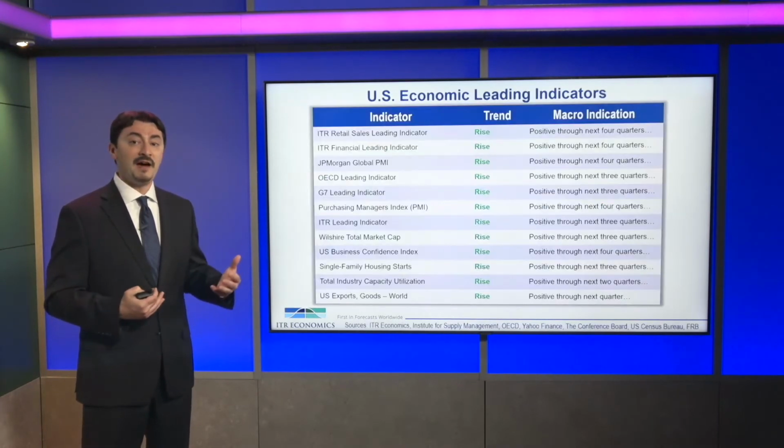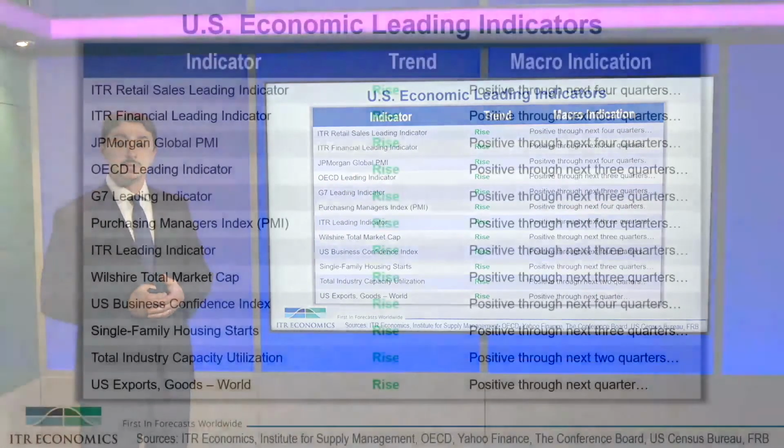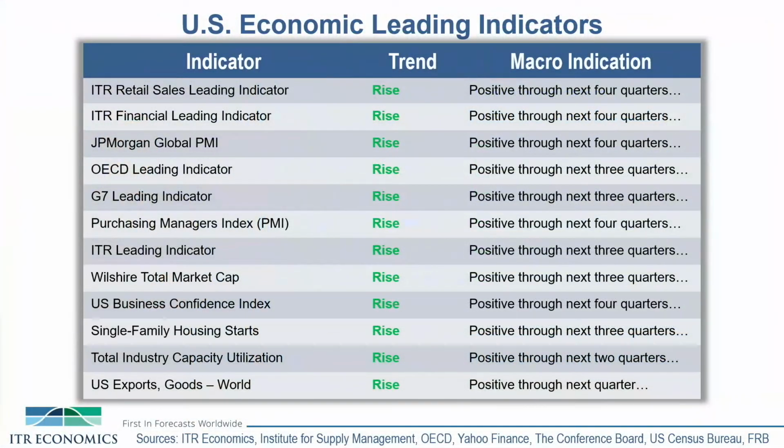So keeping this methodology in mind, I want you to understand there's a lot more leading indicators out there. In fact, this dashboard here shows our top dozen or so leading indicators for the U.S. Industrial Production Index. And as you can see, they consistently point to rise over the next 3 to 4 quarters. And it's quite a diverse set. We have everything from U.S. exports to capacity utilization, business confidence, and the Wilshire market cap, the stock market indicator, several proprietary ITR leading indicators, and of course, the purchasing managers indices. And they're all consistently pointing to rise.